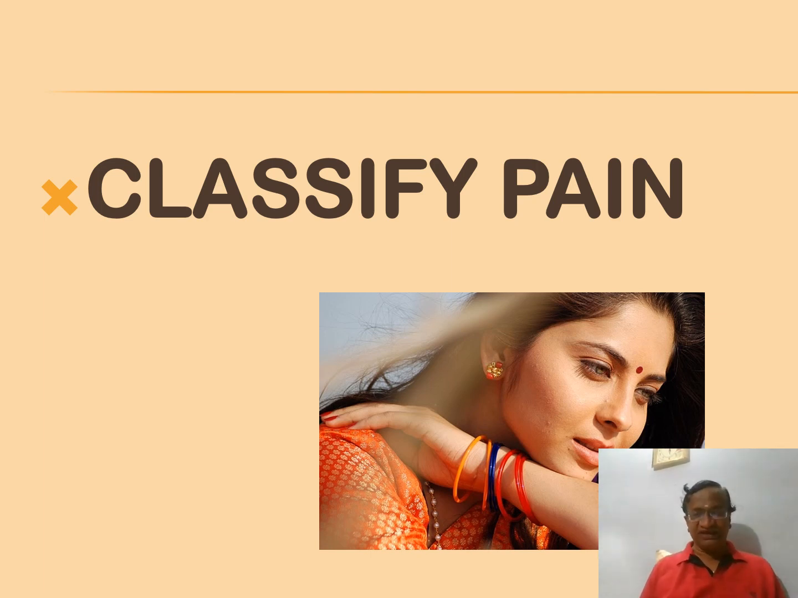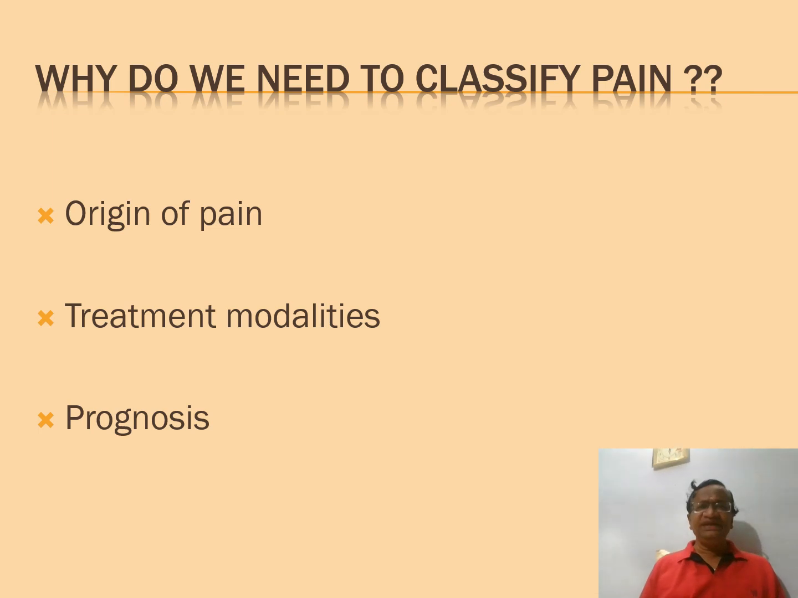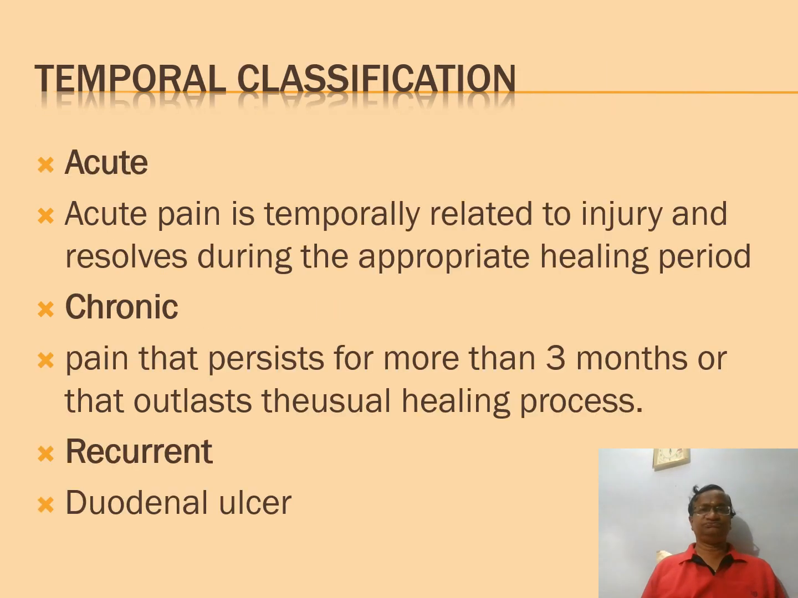Now we go to classify the pain. Why do we need to classify the pain? We need to understand where it has come from, and the treatment modalities. From there, we can judge the prognosis. If you want a temporal classification: acute, just after a trauma, elbow injury, knee injury, it's an acute pain, acute gastritis. Chronic means it persists for more than 3 months. For example, the patient has intercostal neuralgia, post-herpetic neuralgia. Recurrent means duodenal ulcer.